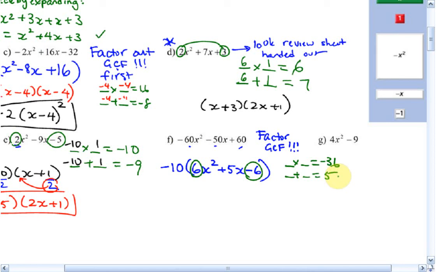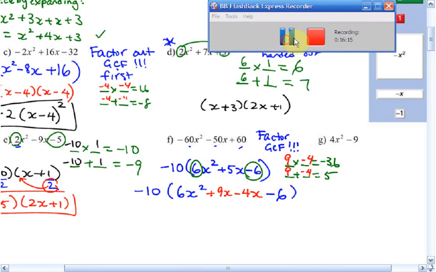9 times negative 4 gives you negative 36, correct. 9 plus negative 4 gives us 5, correct. Now this time I'll do it by decomposition. I'm going to ask you to keep the 10 outside the bracket. And now instead of having the 5x, I'm going to replace that with 9x minus 4x. How about I give you a few seconds to try this out, and then we'll come back.